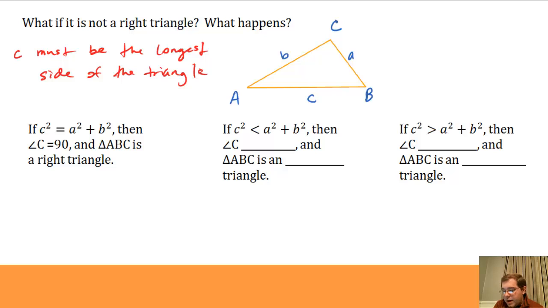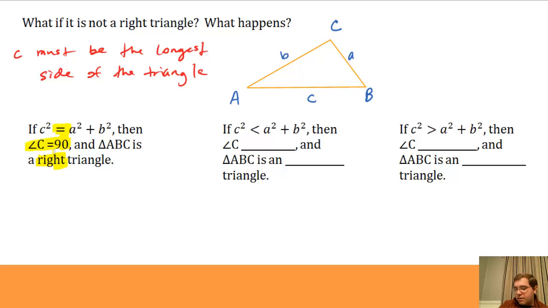So if we end up with the equation of the Pythagorean theorem, c squared equals a squared plus b squared, then by the converse of the Pythagorean theorem, C must be a right angle. It must be 90 degrees, and triangle ABC is a right triangle. So if we end up with that equation, c squared equals a squared plus b squared, then we have a right triangle, where angle C is 90 degrees.